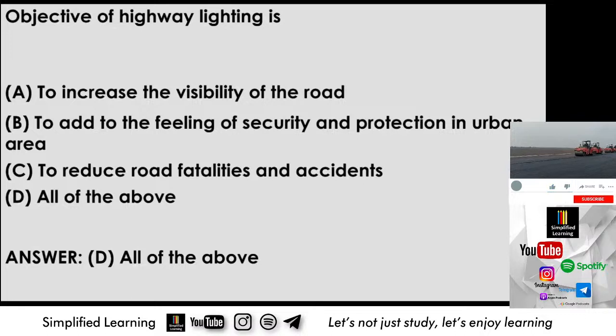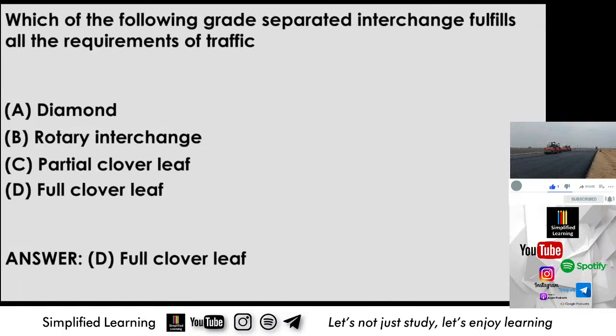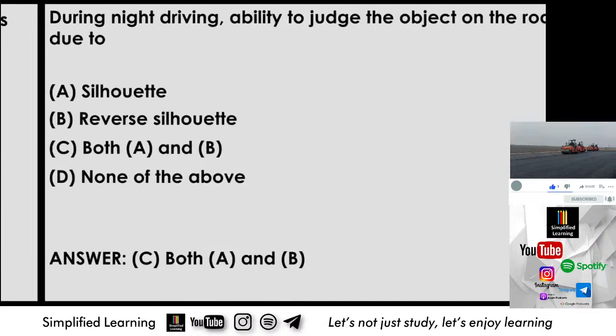Objective of highway lighting is to increase visibility of the road, to add the feeling of security and protection in urban area and to reduce road fatalities and accidents. Then which of the following grade separation structure has water logging problem? Underpass has the water logging problem. Which of the following grade separated interchanges fulfills all the requirements of traffic? Full clover leaf fulfills all the requirements of traffic.